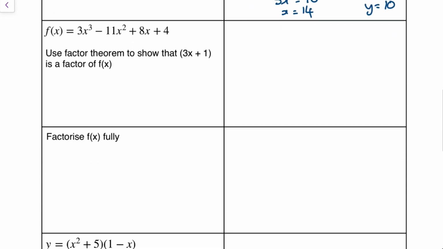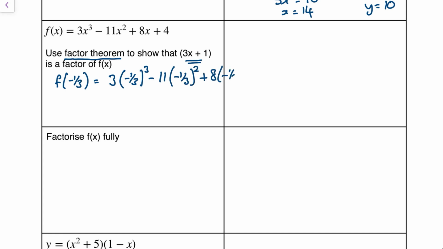Next question. F of x equals a thing, use the factor theorem. So it says very explicitly that I need to show the factor theorem. So I'm just going to do f of minus a third, which is basically the thing that solves that to 0. And that's going to give me, now because I'm using it and showing, I at least need to show the step in between. So it's going to be minus 1/3 cubed minus 11 times minus 1/3 squared plus 8 times minus a third plus 4.